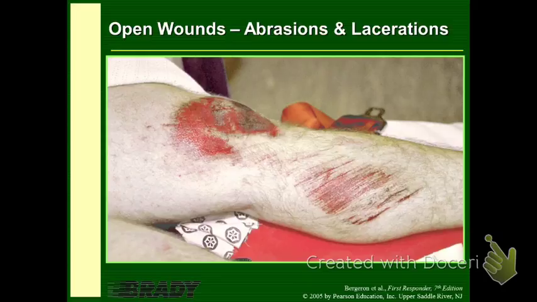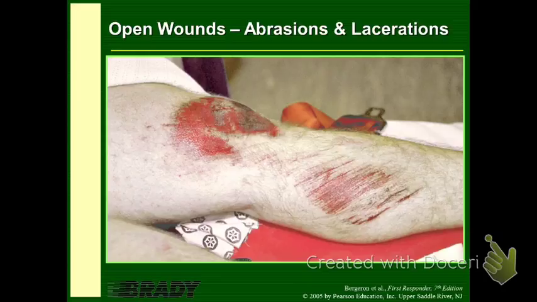You've got to cover it up. Remember the four life-saving steps, right? Start the breathing. Stop the bleeding. Protect the wound. Treat for shock. If you remember those four, you've got it made. Alright? So, ABCs, cover that up.